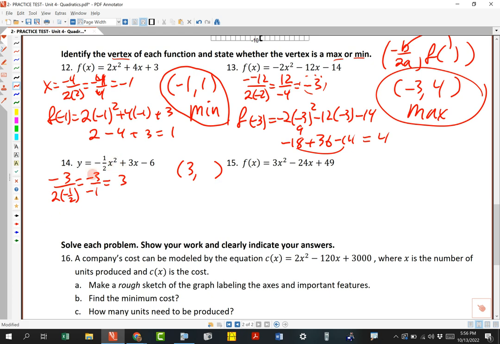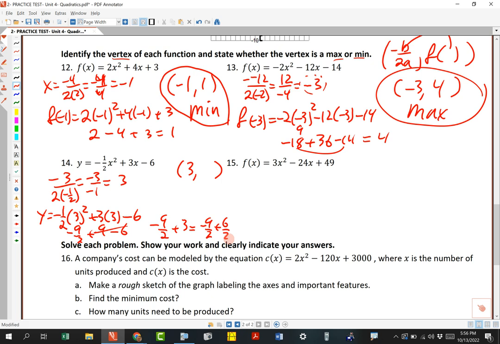So here, if I plug this in, this would be -1/2 times 3 squared plus 3 times 3 minus 6. So this is going to be -9/2 plus 9 minus 6. So these are going to cancel to be a 3. So I've got -9/2 plus 3. So this is going to be -9/2 plus 6/2.